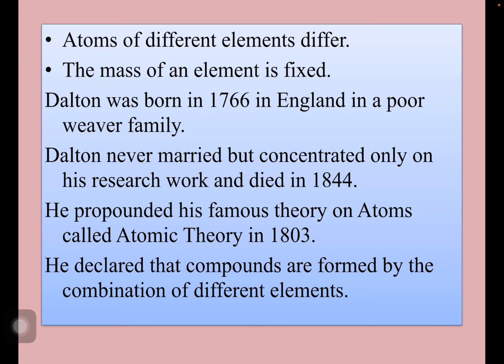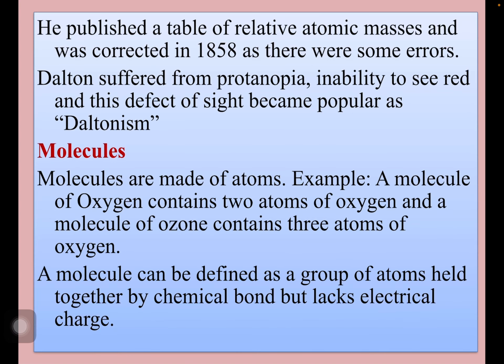Dalton was born in 1766 in England in a poor weaver's family. He never married but concentrated his entire life exclusively on the research work. He died in 1844. He propounded his famous theory on atoms called atomic theory in 1803. He declared that compounds are formed by the combination of different elements. He published a table of relative atomic masses and was corrected in 1858 as there were some errors. Dalton suffered from protanopia, inability to see red color. This defect of sight became popular as Daltonism.